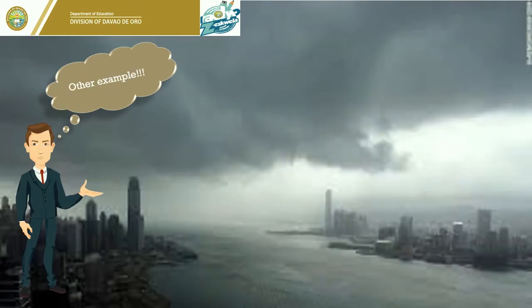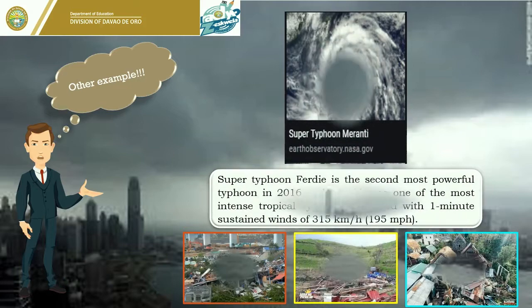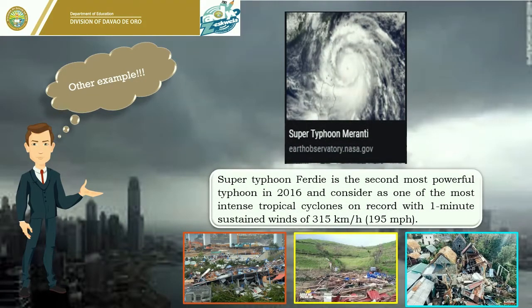Another is Super Typhoon Ferdie. Super Typhoon Ferdie is the second most powerful typhoon in 2016, and considered one of the most intense tropical cyclones on record, impacting Batanes in the Philippines in September 2016. It became a super typhoon early on September 12th as it passed through the Luzon Strait, ultimately reaching its peak intensity on September 13, 2016, with 1-minute sustained wind speed of 300 km per hour. Shortly afterwards, it passed directly over the island of Itbayat.